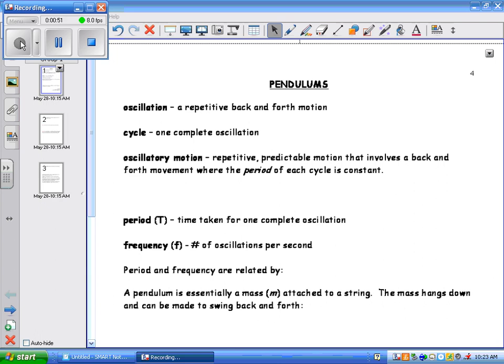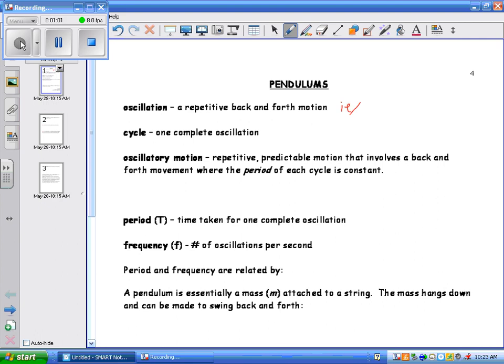So the first definition is oscillation. Oscillation is just the word we use for the repetition, right? It's a repetitive back and forth motion. A lot of times it helps, especially with pendulums, to think of a swing, because that is something that moves with periodic motion. It has an oscillation, a repetitive back and forth movement, and it also happens to be a pendulum. A cycle is one complete oscillation. So for pendulums especially, that would be back and forth.